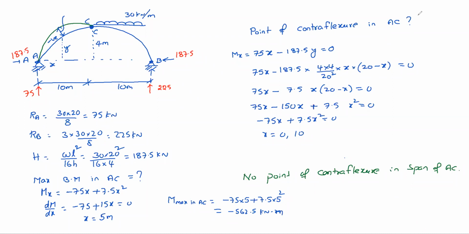Like this, you can find the maximum bending moment also, if you want. Sometimes there may be contraflexures, and at that time also you can find the point of contraflexure just by making the moment equal to 0. Maximum bending moment, sir, 187.5. Minus 187.5, okay. That's the maximum bending moment. Okay, done.